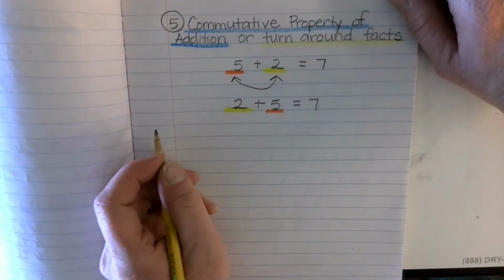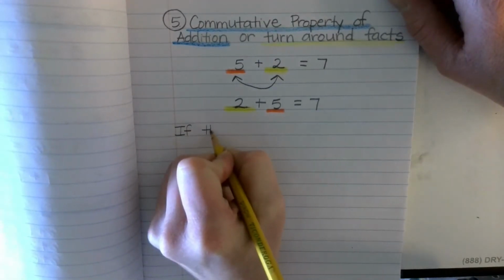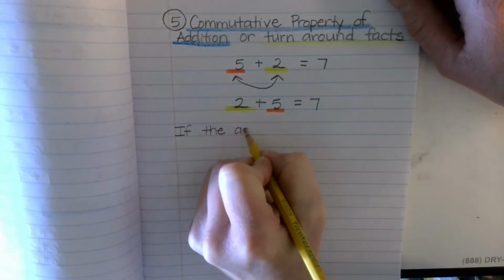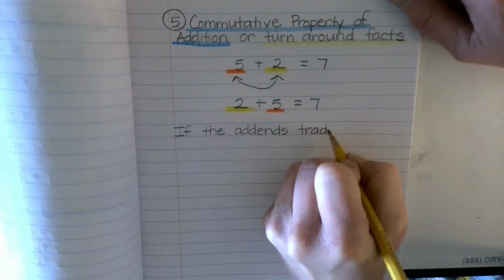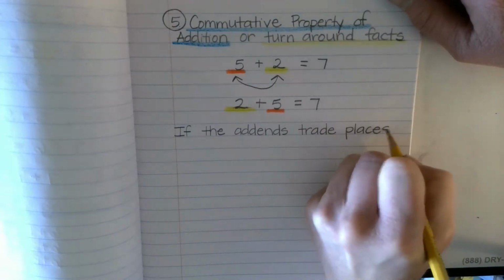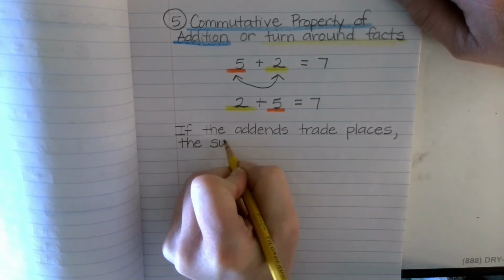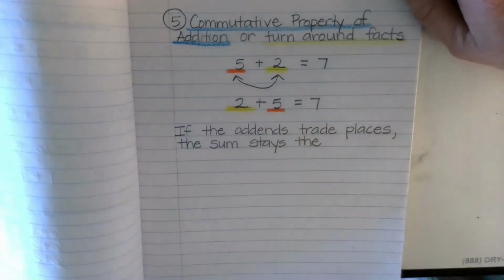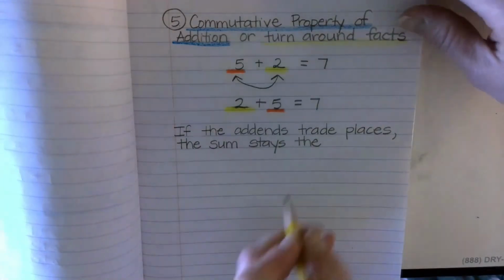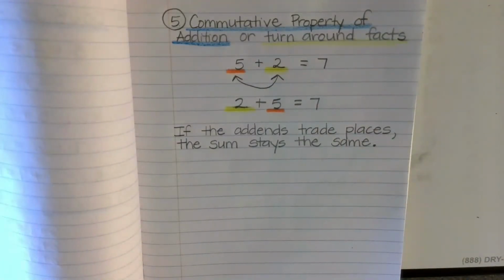So what it's saying is, if the addends trade places, the sum stays the what? What do you think goes there? Same. Good. So if the addends trade places, the sum stays the same.